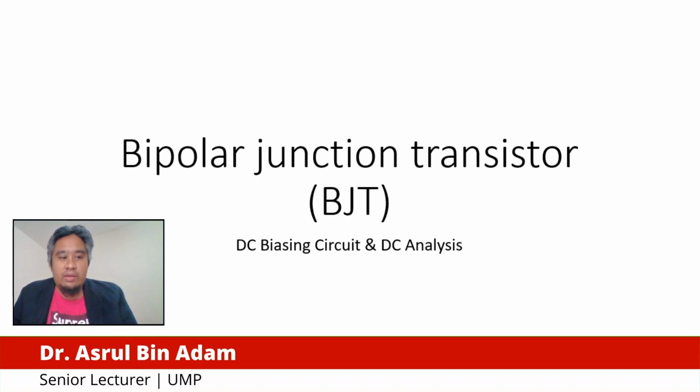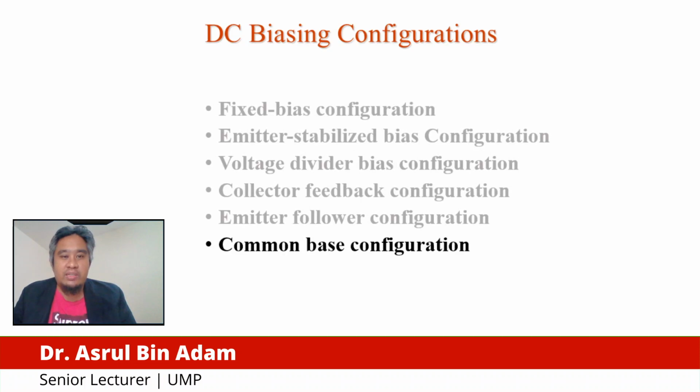As we have learned in the previous class, we have six DC biasing configurations. The first one is the fixed bias configuration, a very basic configuration. The second one is the emitter stabilized bias configuration. Next is the voltage divider bias configuration, and we have the collector feedback configuration, and the emitter follower configuration. All of these five DC biasing configurations we have learned before in our face-to-face class.